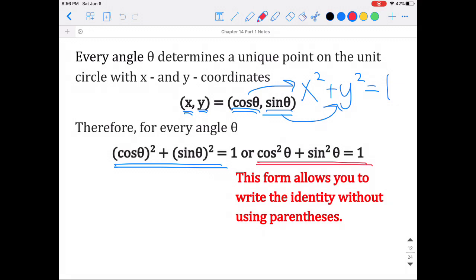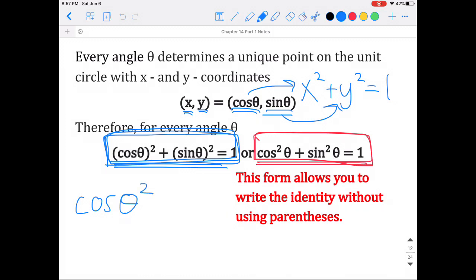And this form allows you to write the identity without using parentheses. So it's very important. The equation that I have underlined here is not incorrect, but it is easier and more simplified to write it as cosine squared theta plus sine squared theta, because you need the parentheses with this equation that I boxed here in blue. If we write it without the parentheses, cosine of theta squared, it looks like you're only squaring your theta, which is not what we're doing. We're squaring everything. So to write it without parentheses, you have to write it as cosine squared theta plus sine squared theta equals 1.